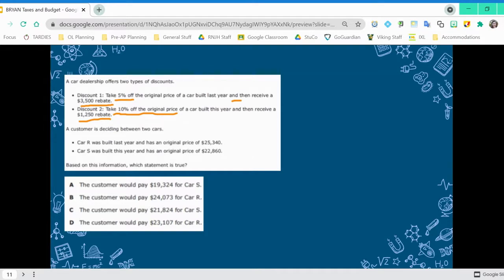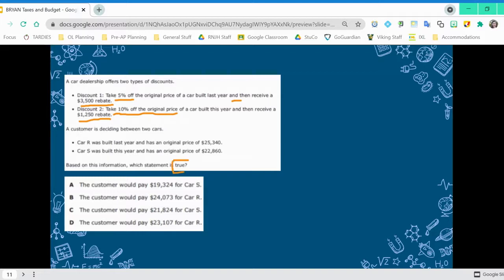So the customer is deciding between two cars. Car R was built last year and has an original price of $25,340. Car S was built this year and has an original price of $22,860. Based on this information, which statement is true?